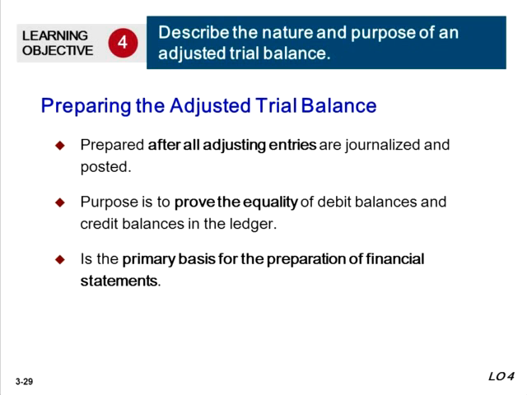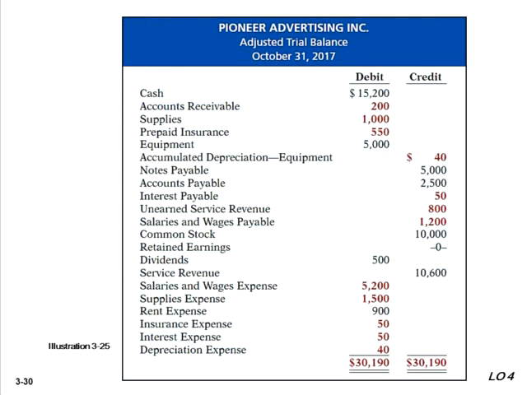The next slide is an illustration of the adjusted trial balance. So this is Pioneer Advertising. If you look in your textbook or if you go back a few slides, we are going to see that the adjusted trial balance has more accounts, and the account amounts that are highlighted in red reflect the adjustments that were made before the financial statements could be prepared.